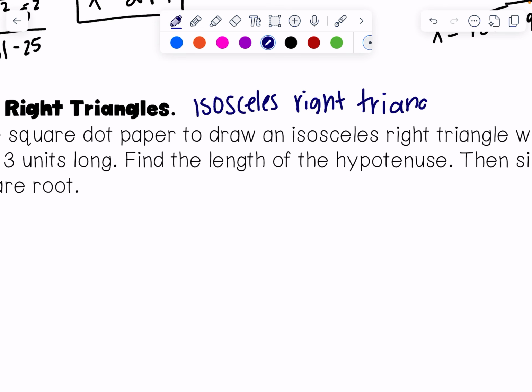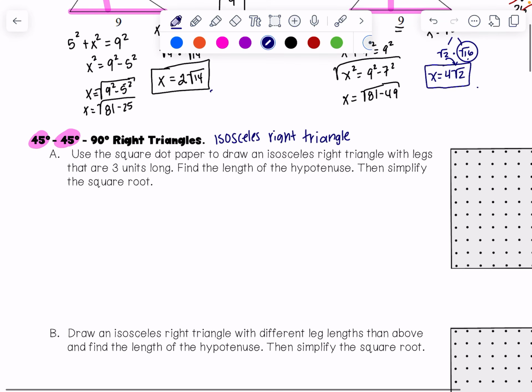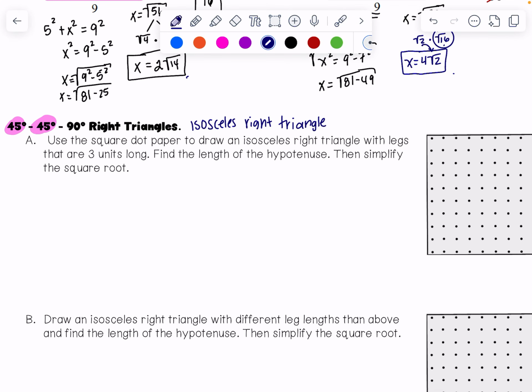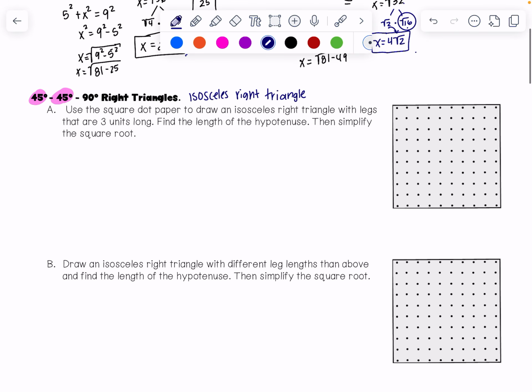Now, this is also always my caveat. I'm not positive that isosceles is spelled correctly there, but we do pronounce it isosceles, and it does mean that two of the sides are the same. So we are going to be using this quote unquote dot paper to the side here to draw this out. Each leg of the square is exactly 1 unit.